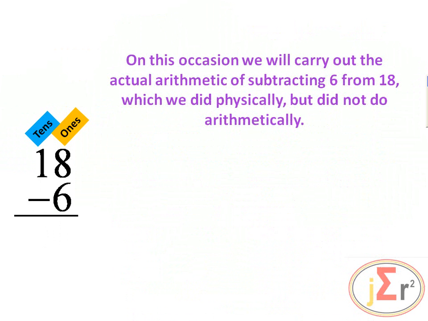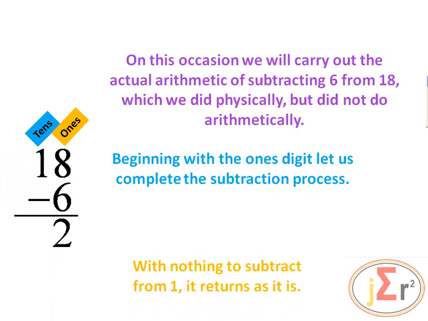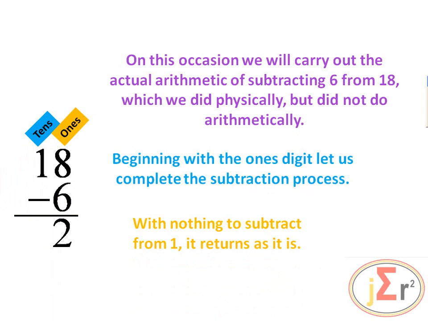On this occasion, we will carry out the actual arithmetic of subtracting 6 from 18, which we did physically but did not do arithmetically. Beginning with the ones digit, let us complete the subtraction process. So we will say 8 minus 6 is equal to 2. With nothing to subtract from 1, it returns as it is. So nothing to subtract from that 1. And there we have our 12.